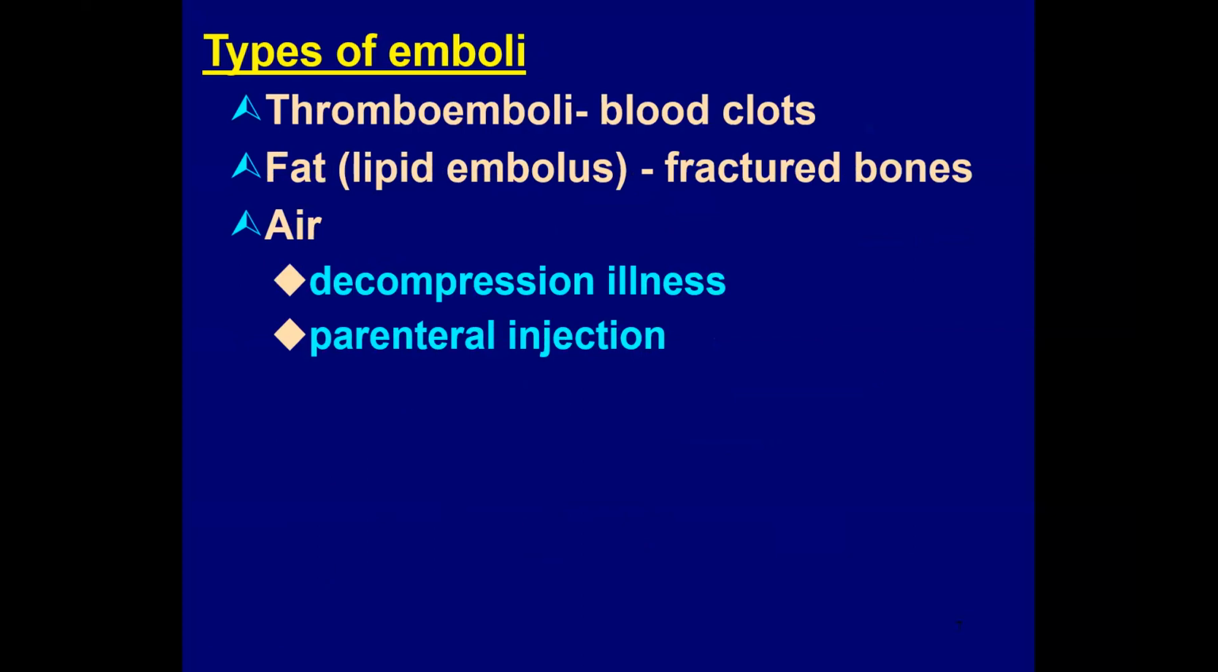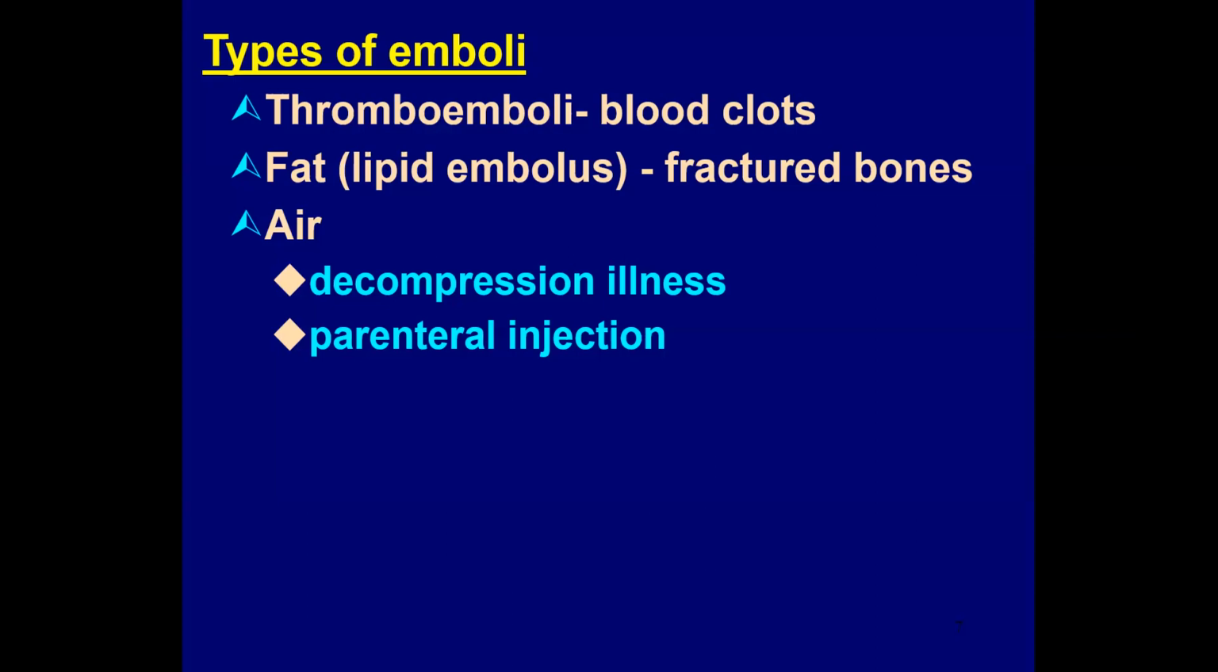So, what are the types of emboli? Remember, an embolus is something that is blocking an artery. The first major type is a thromboemboli. These are blood clots. Then there is fat. It causes a lipid embolus, a fatty embolus, and this occurs frequently when bones are fractured, such as a fractured femur. With a fractured femur, the incidence of lipid embolus is very high.